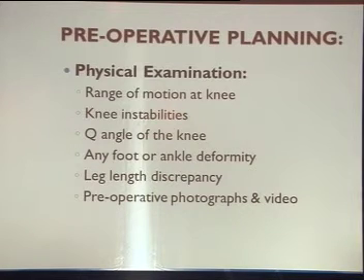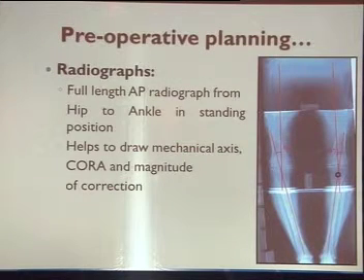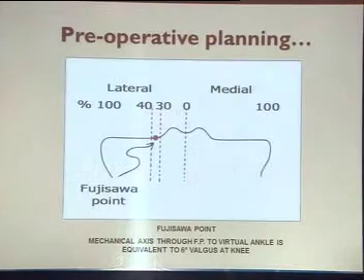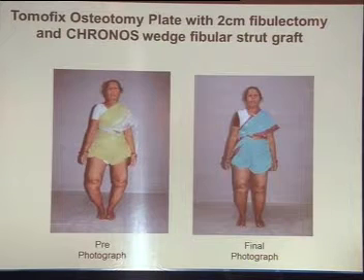Preoperative planning includes physical examination, range of movement, knee stability, Q angle, any foot and ankle deformity, leg length discrepancy, and preoperative photographs and video. You have to take a long X-ray to assess the angle of the varus. After the osteotomy, the mechanical axis line should pass through a point on the plateau that is divided into 0 to 100. So this line should pass through the mechanical axis 2 to 3 degrees more than normal.